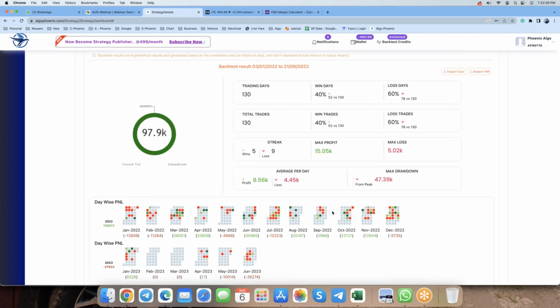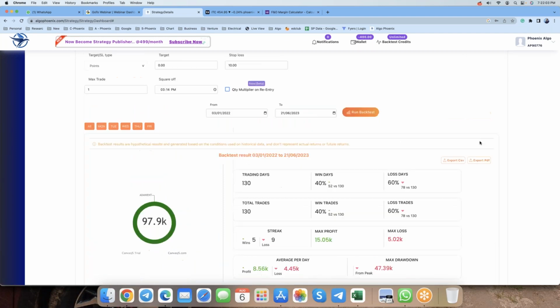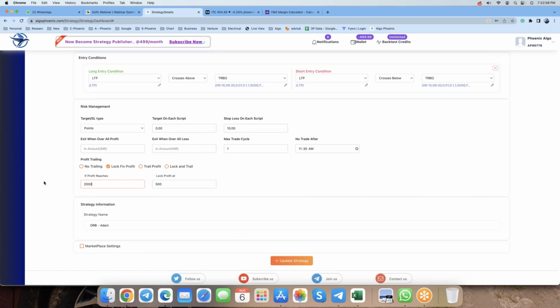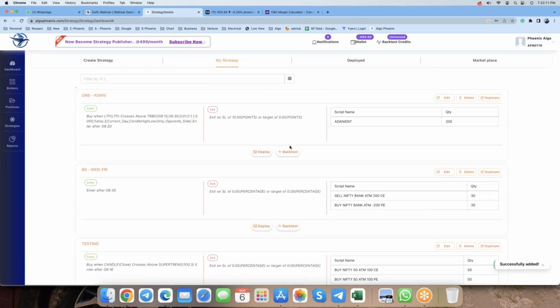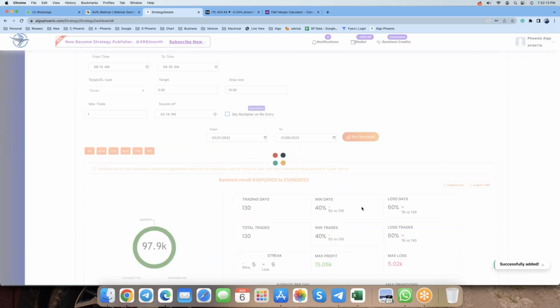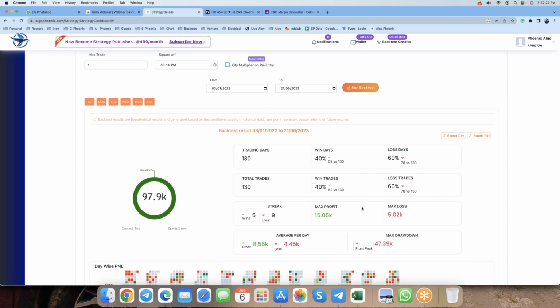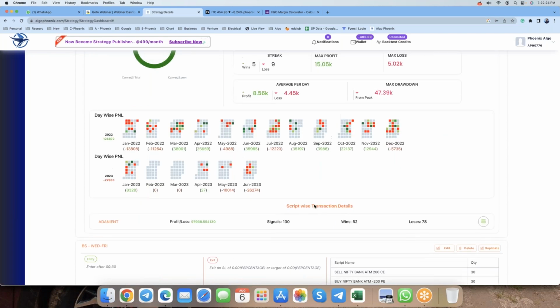So now, what I can do is lock my profit of 2,000 rupees: if it goes to 2,000, lock the profit, and update the strategy. If I do a backtest on this, now 97K. Let's see if it goes to a higher range. No, it's not giving much results on that part.